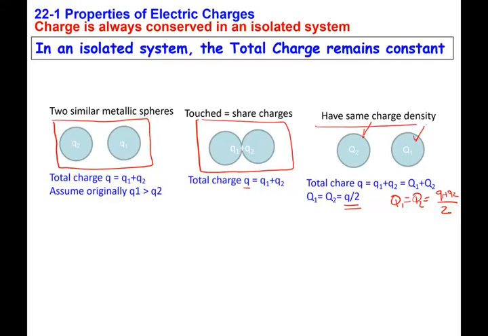The symmetric situation is because these are very similar metallic spheres. The electronic equilibrium that we will speak about in a future lecture will cause the charges to split equally between them. The charge is still conserved, the total charge is still equal to Q, which is Q1 plus Q2, but they just share the charges equally.